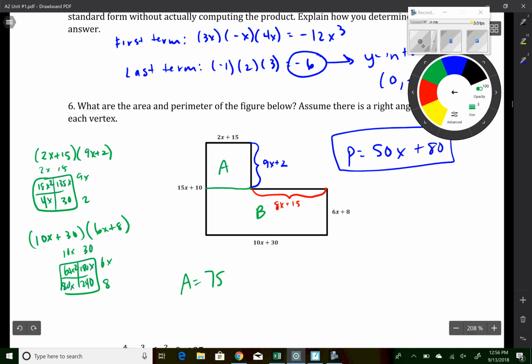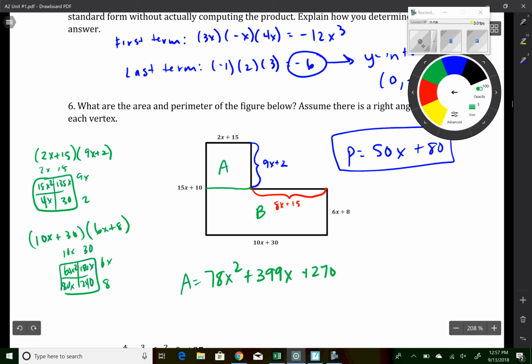All right, if I add 18 and 60, I have 78. 80 and 180 add up to become 260, 395, 399. So if I add up my x's, I have 399 x's and 270 for the numbers or constants.